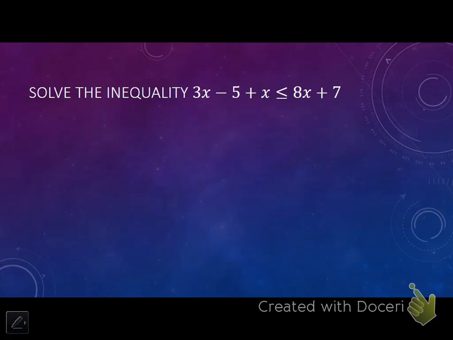Okay, solve the inequality. Well, I have x's on the same side of each other, so since they're on the same side, we're not moving from one side to the other. You do what it says. So 3x plus x is 4x.